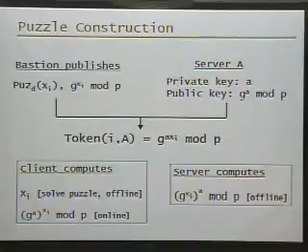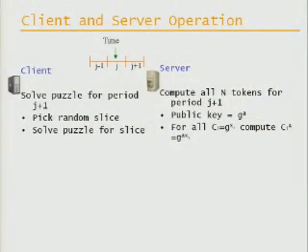Right. And of course, because the computational Diffie-Hellman problem is hard, or at least we assume it's hard, there's nothing the client can do with g to the a and g to the xi to get this. It has to do it the hard way. And that's how the server gets advantage over the client.